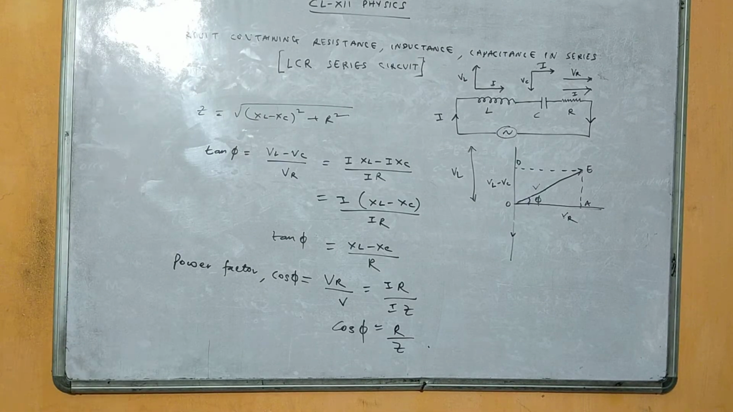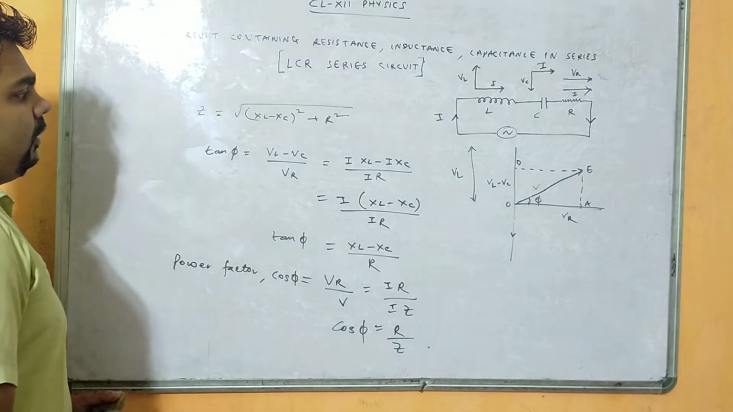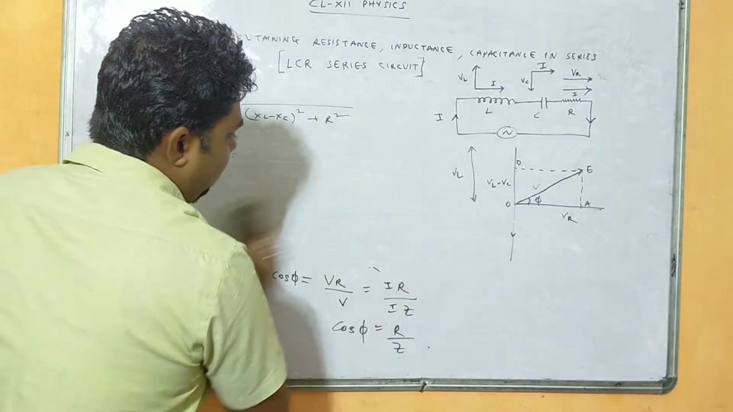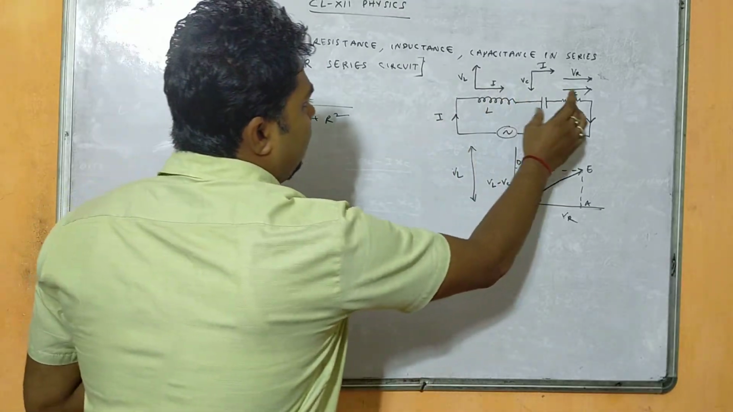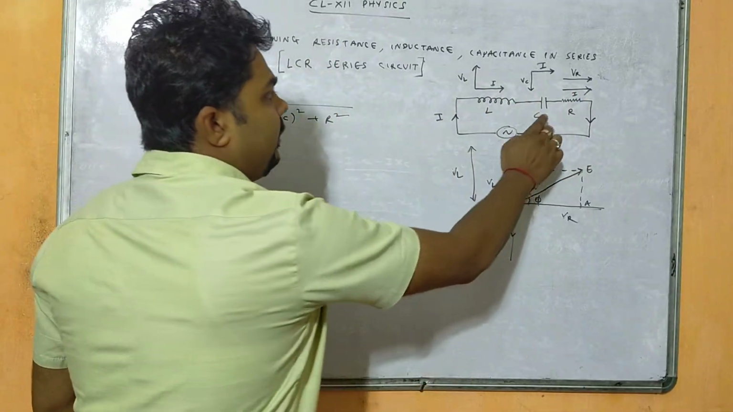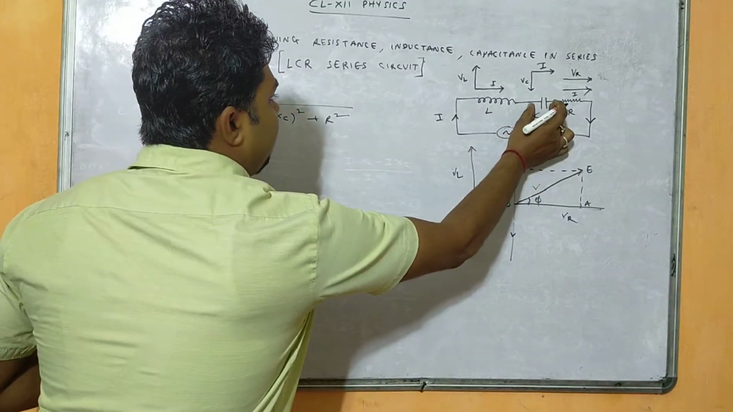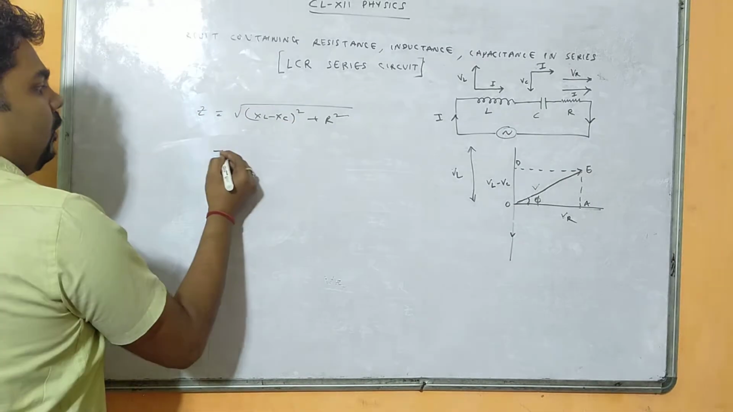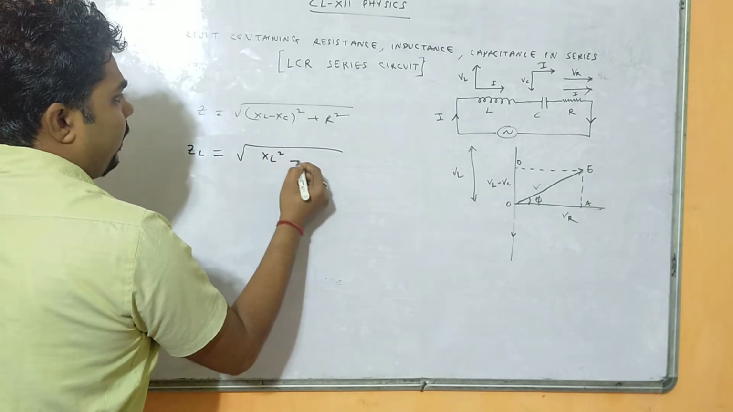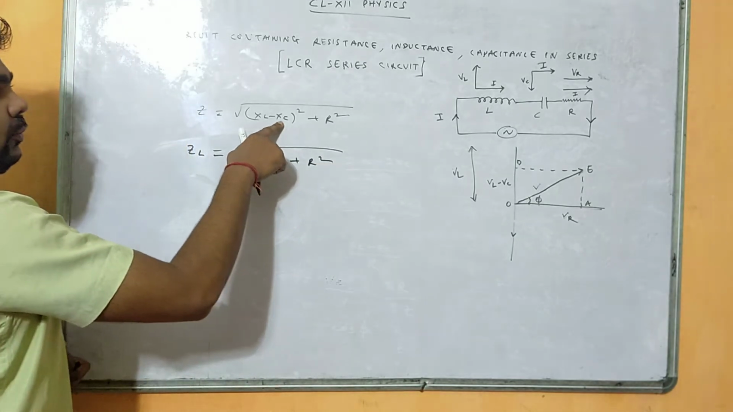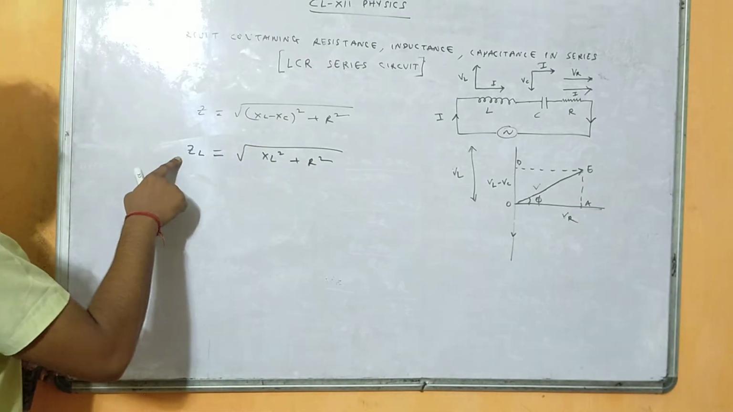There are a few special cases. This is an LCR circuit, and this is the impedance for the LCR circuit. But suppose C is not there. If C is not there, then it will become an LR circuit, right? Then what will be the impedance? If the capacitor is not there, then the capacitive reactance will be 0. Then we can write Z equals root of XL square plus R square. You see, if XC is 0, then (XL minus XC) whole square is XL square, plus R square. That time it will become the inductive impedance.